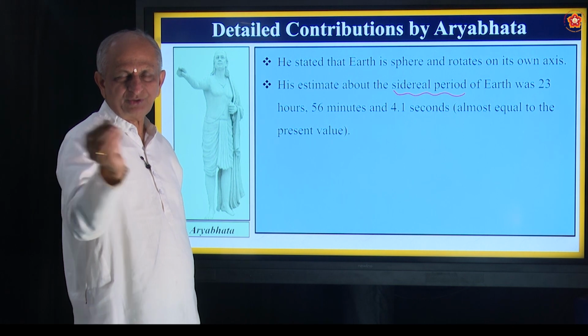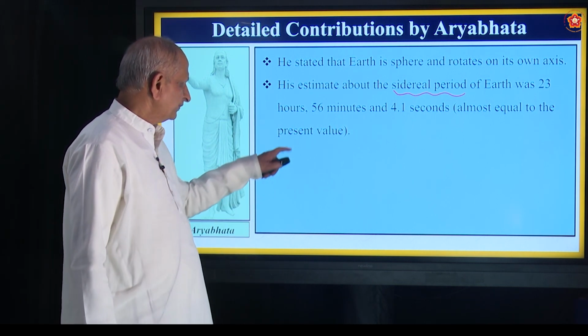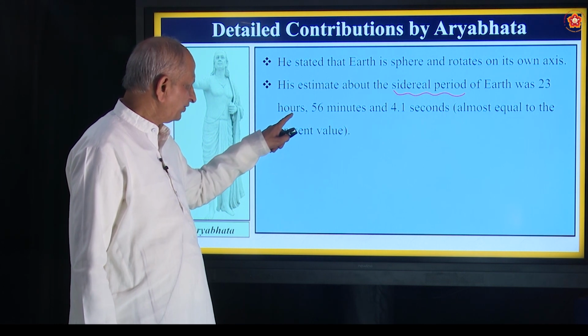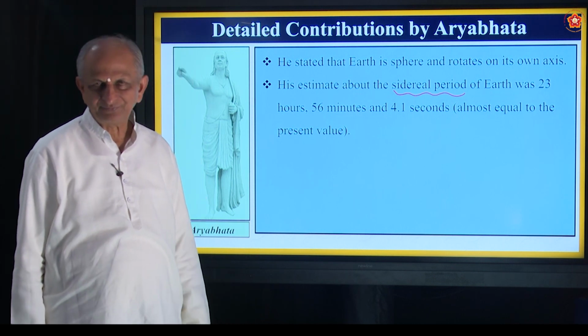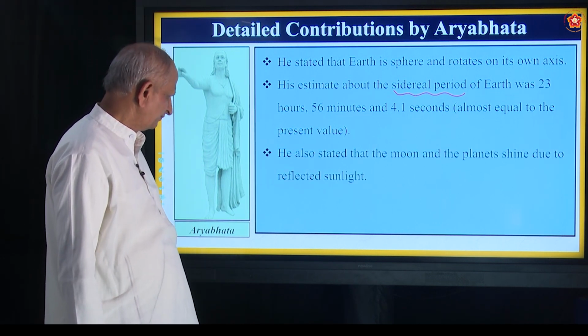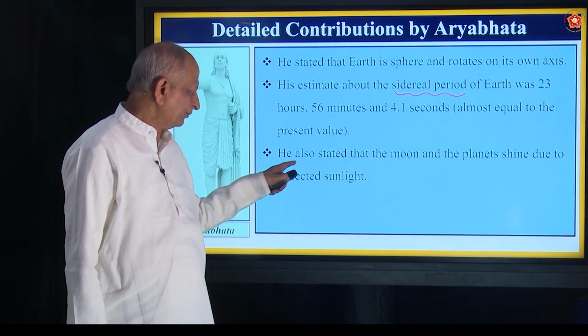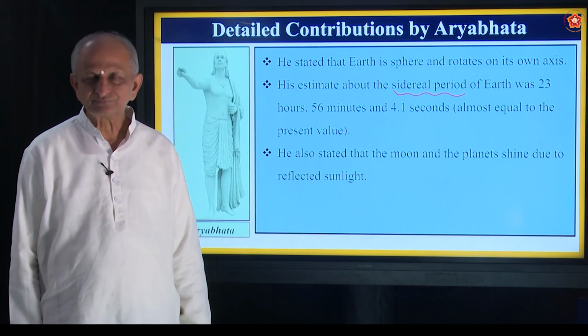One day, Earth goes round on its axis, the rotation period. But he predicted 23 hours, 56 minutes, 4.1 seconds. So it's almost equal to the present 24 hours. He also stated that the moon and the planets shine due to reflected sunlight.